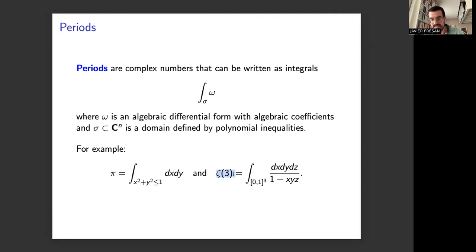Or for example, zeta of three, the special value of the Riemann zeta function: if you develop the geometric series and integrate three times, you find that this is the integral on the unit cube of 1 over 1 minus xyz.